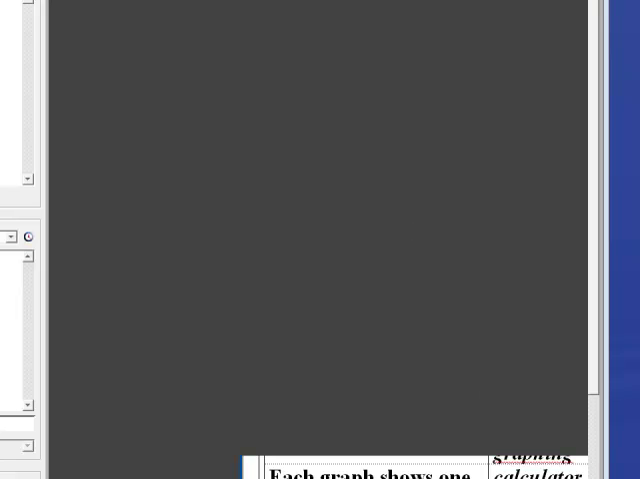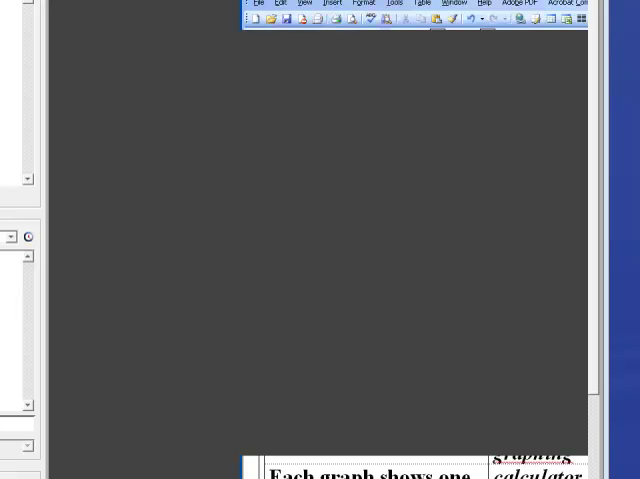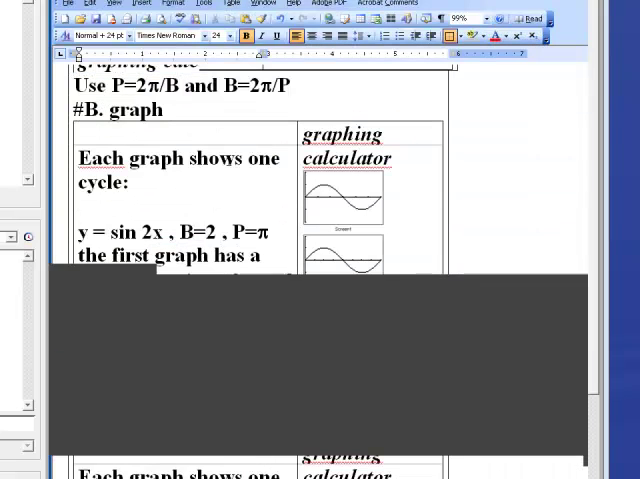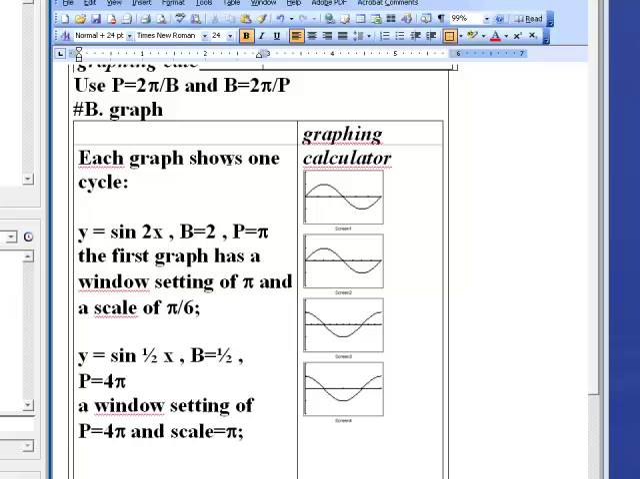Okay, the next one says graph for these different periods and coefficients b. Again, period is 2 pi over b, or b equals 2 pi over the period. So here it says graph y equals 2 sine 2x. By the way, these next problems are actually directly from the book, so you just have to reference my letters to the problem numbers in the book.